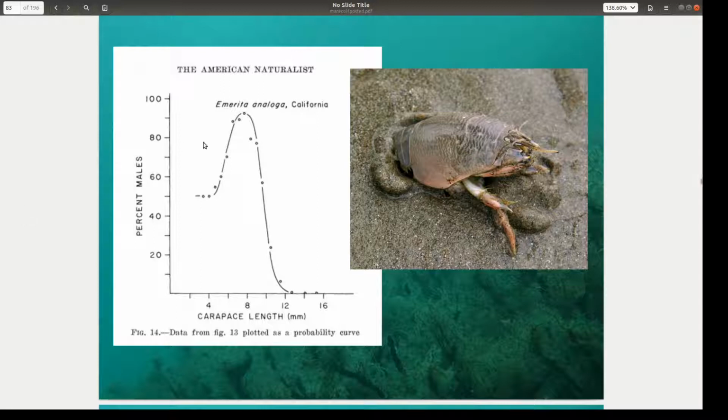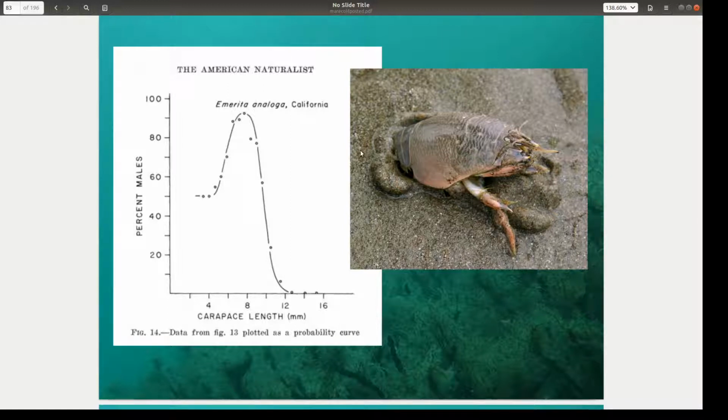Okay, so here's Emerita analoga. So you start out basically about 50-50% male and female when they're small. And then as they get larger and larger, at an intermediate size, they're almost 100% male. So this is early in the summer. Go down on the beach, you find pretty much mostly males when they're about 8 millimeters long. And then as they get bigger, they gradually get to a point where they pretty much all become females when they're a bit over a centimeter. And they can be as much as 3 centimeters. And they're 100% females.